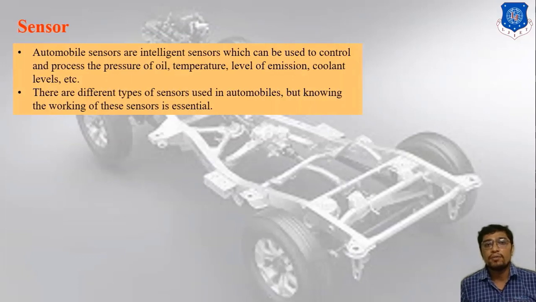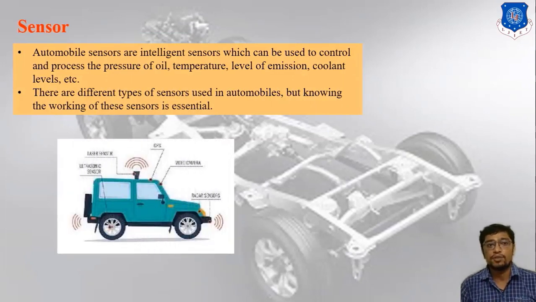Basically here I have attached one image related to sensors, right? Here you can see that automobile sensors are one kind of intelligent sensor which can be used to control and process the pressure of oil in the engine. You can find the pressure of oil, temperature, level of emission, coolant level. These are all related to sensor purposes. Second, there are different types of sensors used in automobiles, but knowing the working of these sensors is essential. Basically there are two types of sensors we can use. First, related to engine performance, and second, related to safety. We know that there are mainly two types of safety: active safety and passive safety.